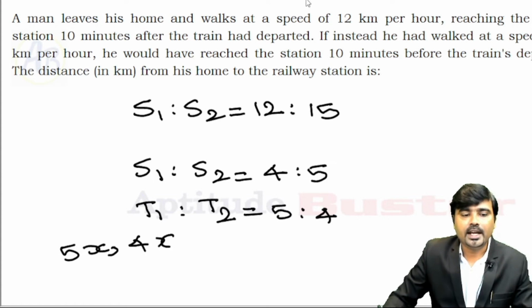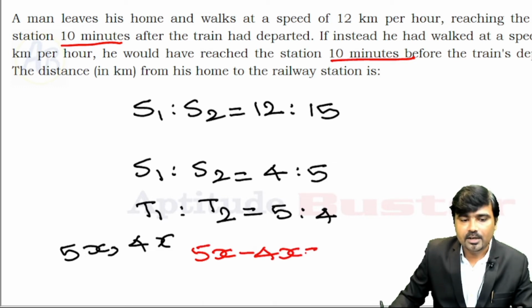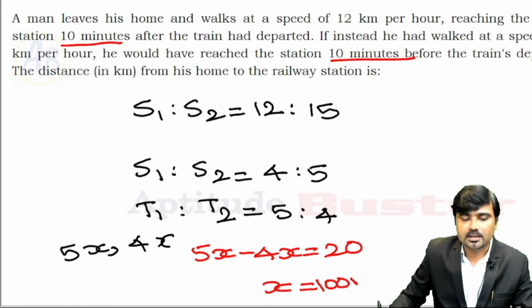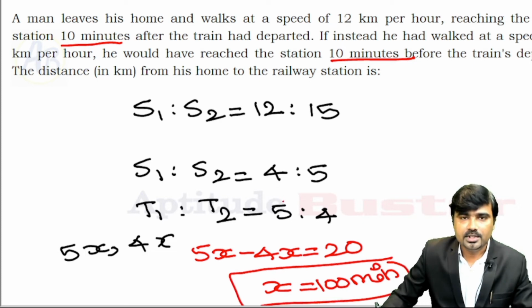Next, what's the time difference given? The time difference is here 10 minutes late, 10 minutes early, so 20 minutes is the time difference. So 5x minus 4x is equal to 20. What is x? x is equal to 20 minutes, so T1 is 5x, which gives us 100 minutes. In this case, we got 100 minutes. So T1 equal to 100 minutes.